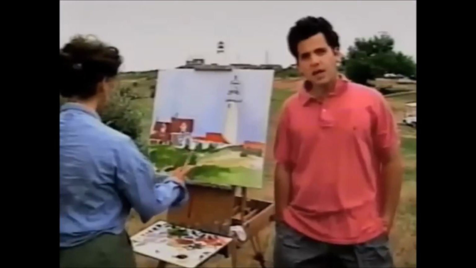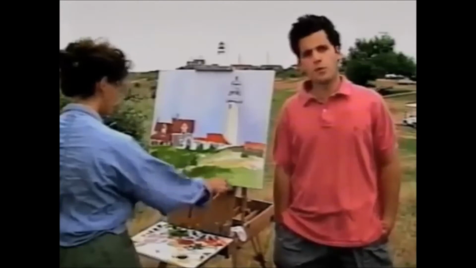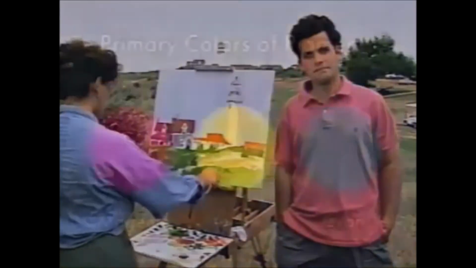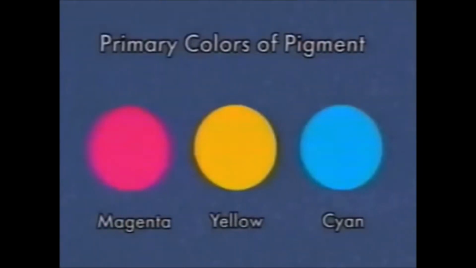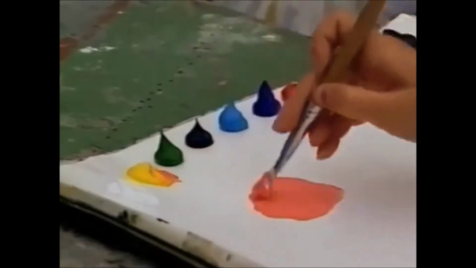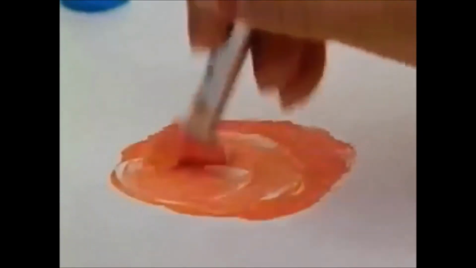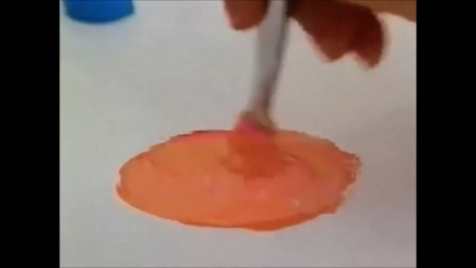But all of the colors can be made by mixing only 3 basic colors, the primary colors. Magenta, a reddish color, yellow, and cyan, a bluish color, are the primary colors of pigment. All colors can be made from a combination of these 3 colors. By mixing pigments, we can control which colors of the spectrum are reflected back to our eyes, and thus which color or colors we see.